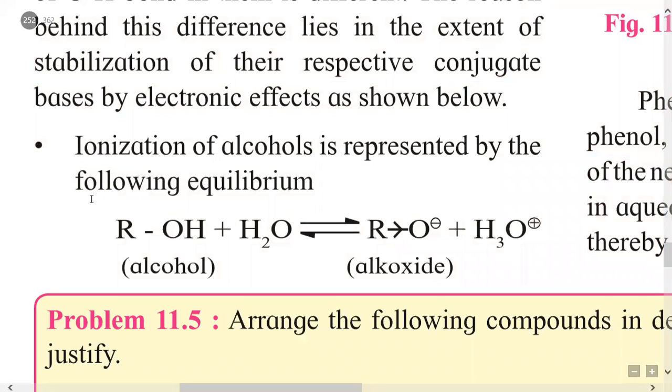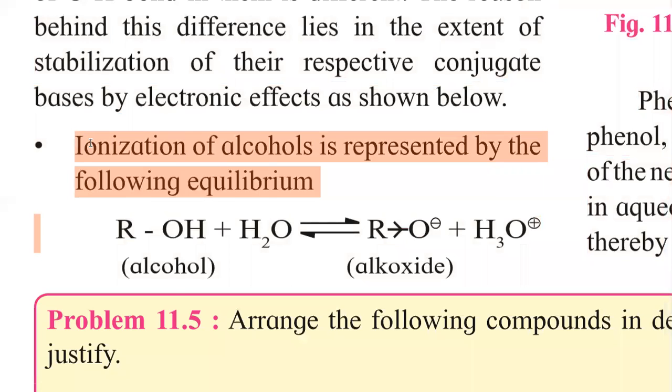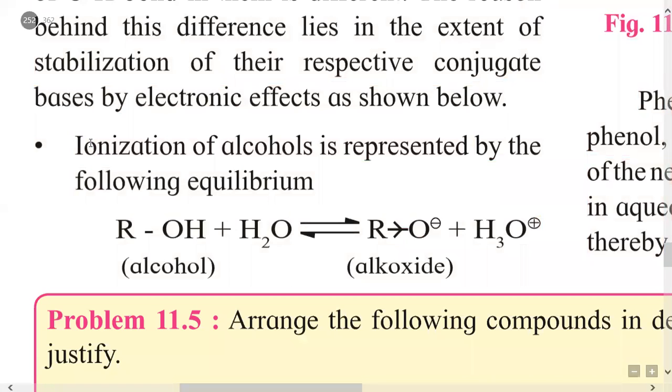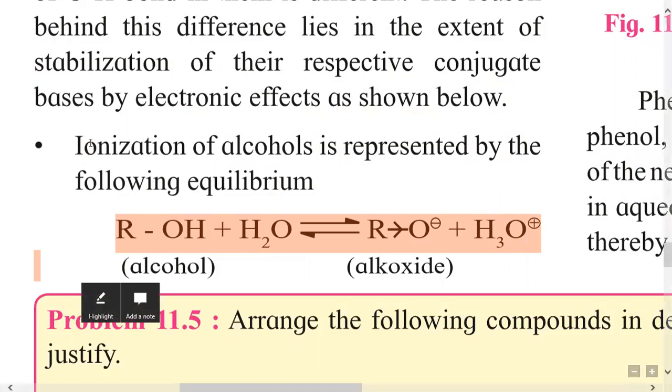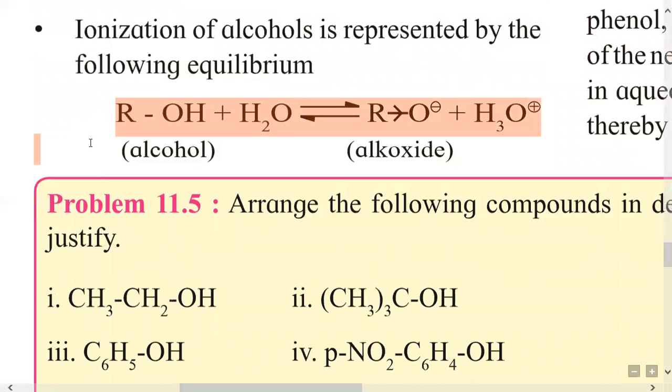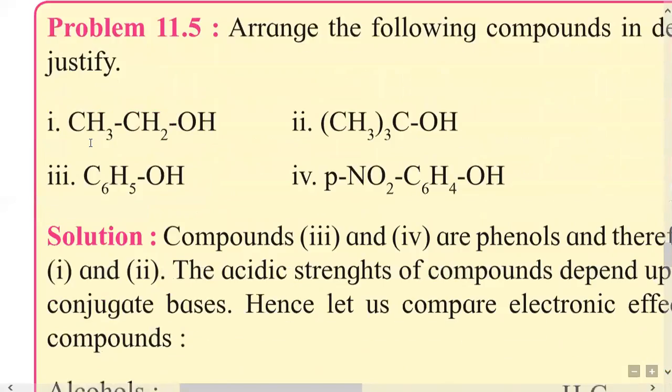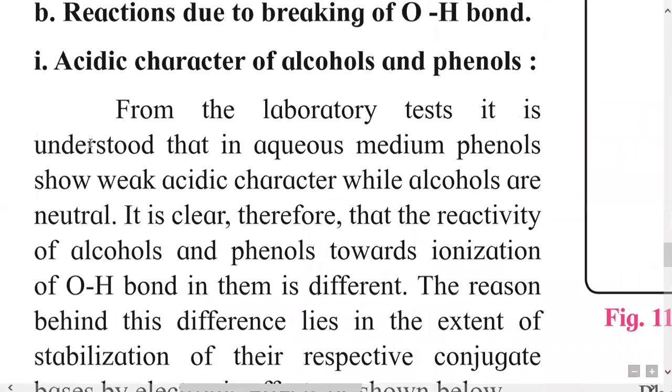Alkoxide ion is formed. This ionization of alcohol can be represented by an equation. This alcohol is ROH. When it reacts with H2O, it undergoes ionization and gives alkoxide ion, that is RO minus ion, plus H3O plus ion. This is the hydronium ion. So depending upon the stabilization of alkoxide ion in alcohol and phenol, the acidic character of alcohol and phenol can be decided.